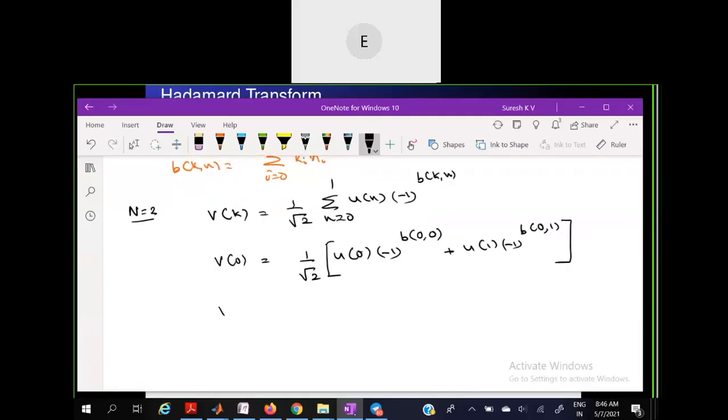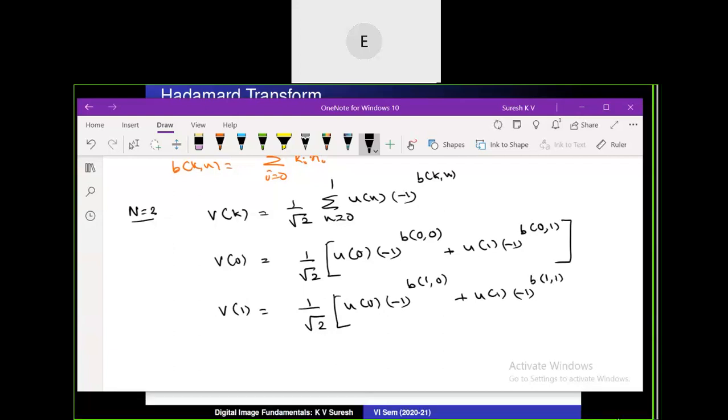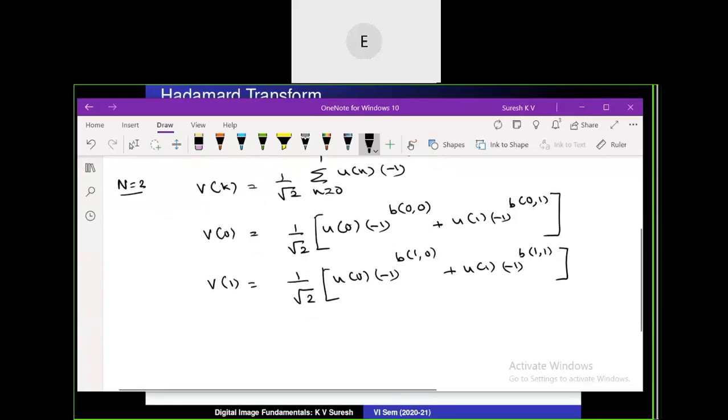I will also write the next equation, then we will try to calculate these values. 1 by root 2 into u of 0 minus 1 to the power of b of 1 comma 0 plus u of 1 into minus 1 to the power of b of 1 comma 1. Now I need to find these values, b of 0 0, b of 0 1. Definitely it will be either even or odd. Okay, so let us just try to find b of 0 comma 0.